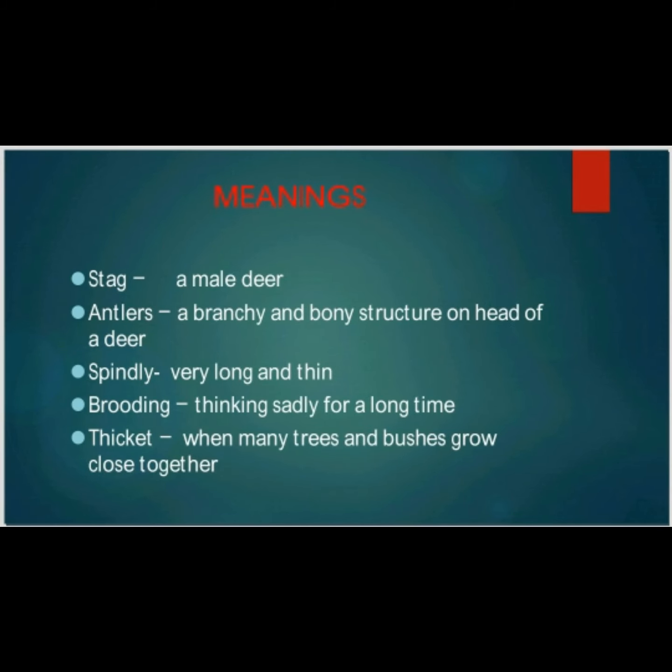So, come on children, let us revise the meanings of all the new words which we learned today. The first is stag. What is a stag? A stag is a male deer. The second, antlers. What are antlers? Antlers are a branchy and bony structure on the head of a male deer. Spindly. Spindly means very long and thin. How were his legs? They were long and thin, isn't it?